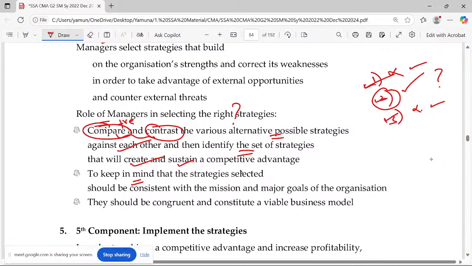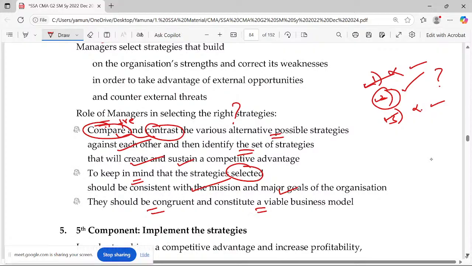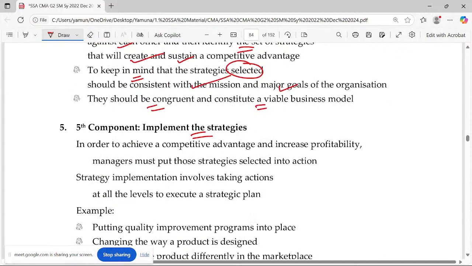And keep in mind that the strategy selected should be consistent with the vision. That's what we call alignment with vision, mission, goals, and objectives, and they should be congruent and constitute a viable business model. You should be capable; that's resource mobilization. And the fifth component is implementing the strategies. So far I was doing this three-stage work: first stage is formulation, second stage implementation, third is evaluation.